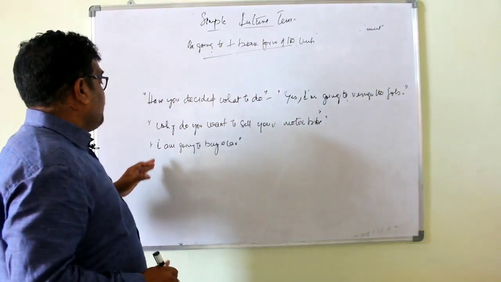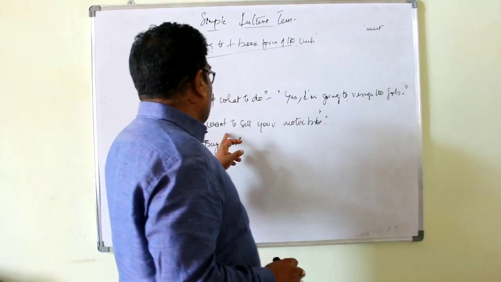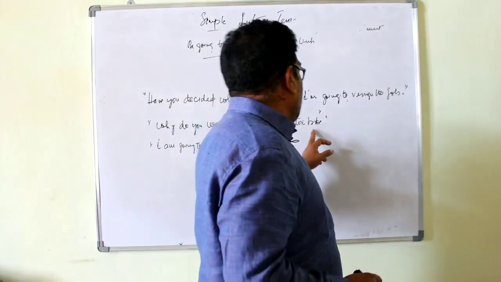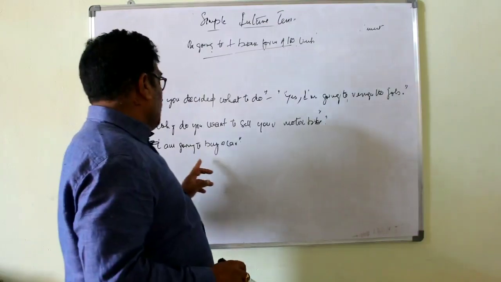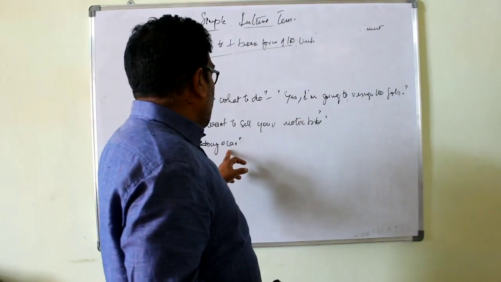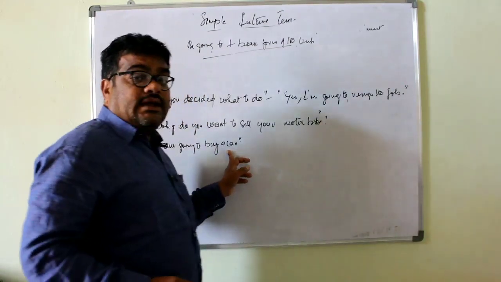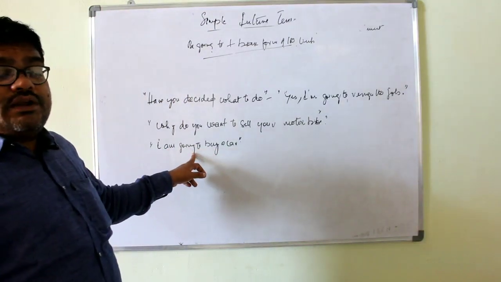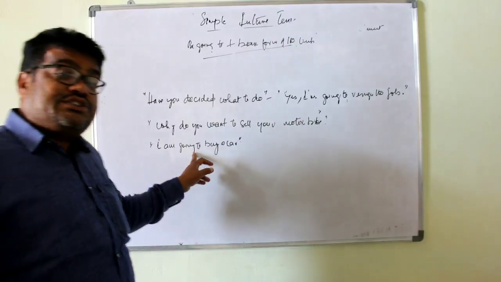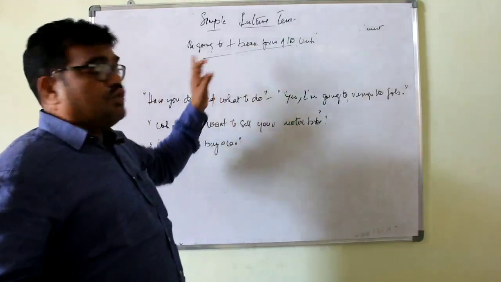Another example, why do you want to sell your motorbike? The answer is, I am going to buy a car. Already the decision has been taken and preparations are made, so such actions are expressed with the going to form.